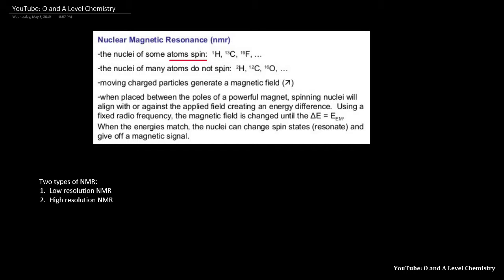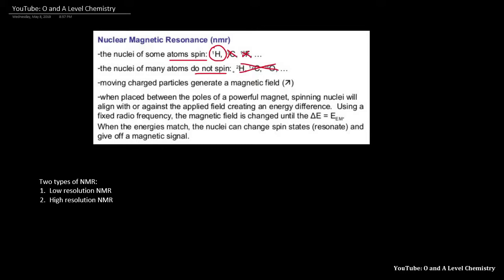If it has an even number of nucleons, like in this case, they are not going to spin. So these guys do not spin. At this point, there is no NMR for these guys. They are out. So NMR works only with atoms that have spinning nuclei. And at A-level, we don't worry about any of these guys except for proton NMR, which is this proton NMR. So we're only looking at compounds that have hydrogen. Those compounds are going to show NMR.